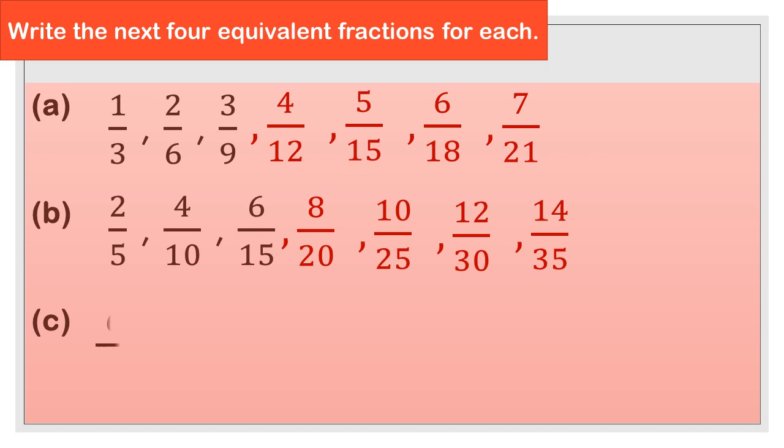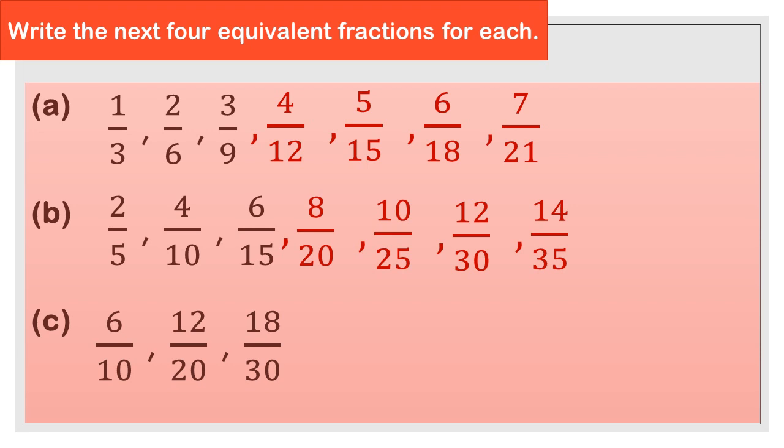Let's solve one more question. Question number C. 6 upon 10, 12 upon 20 and 18 upon 30. Look in the numerator. Which multiplication table do you see in the numerator? Yes, table of 6. So the next four numbers are 6 4s are 24, 6 5s are 30, 6 6s are 36 and 6 7s are 42.